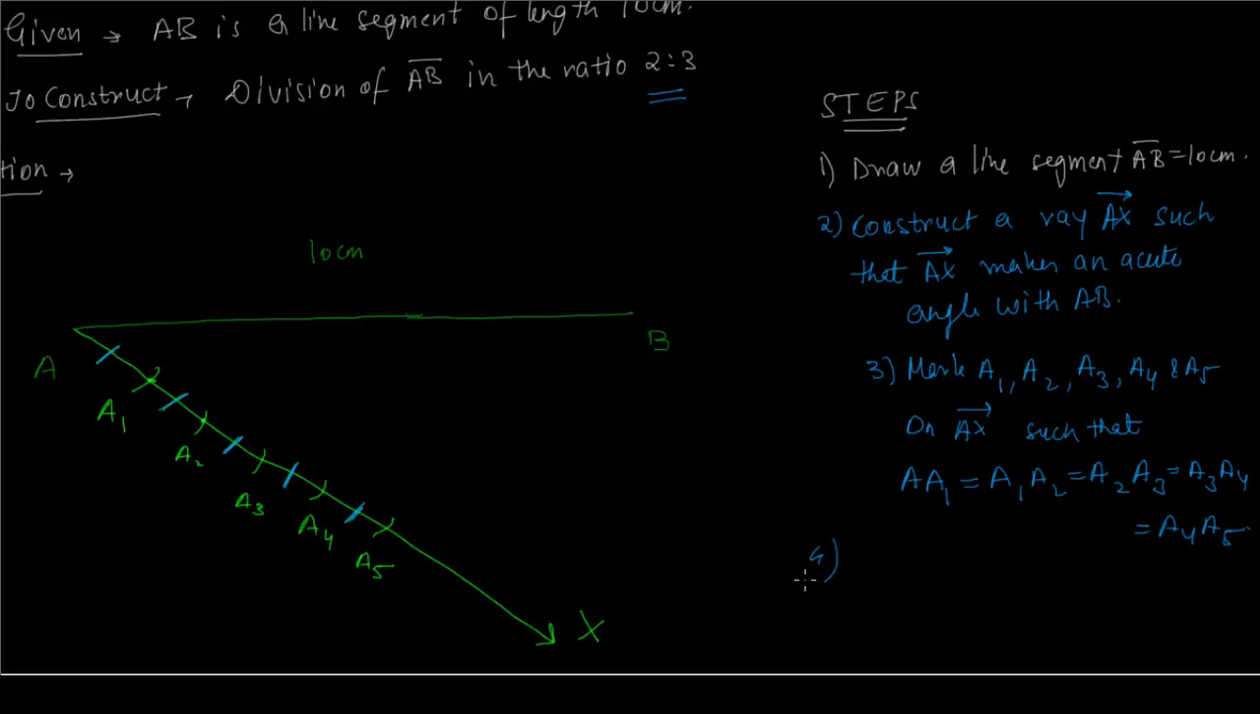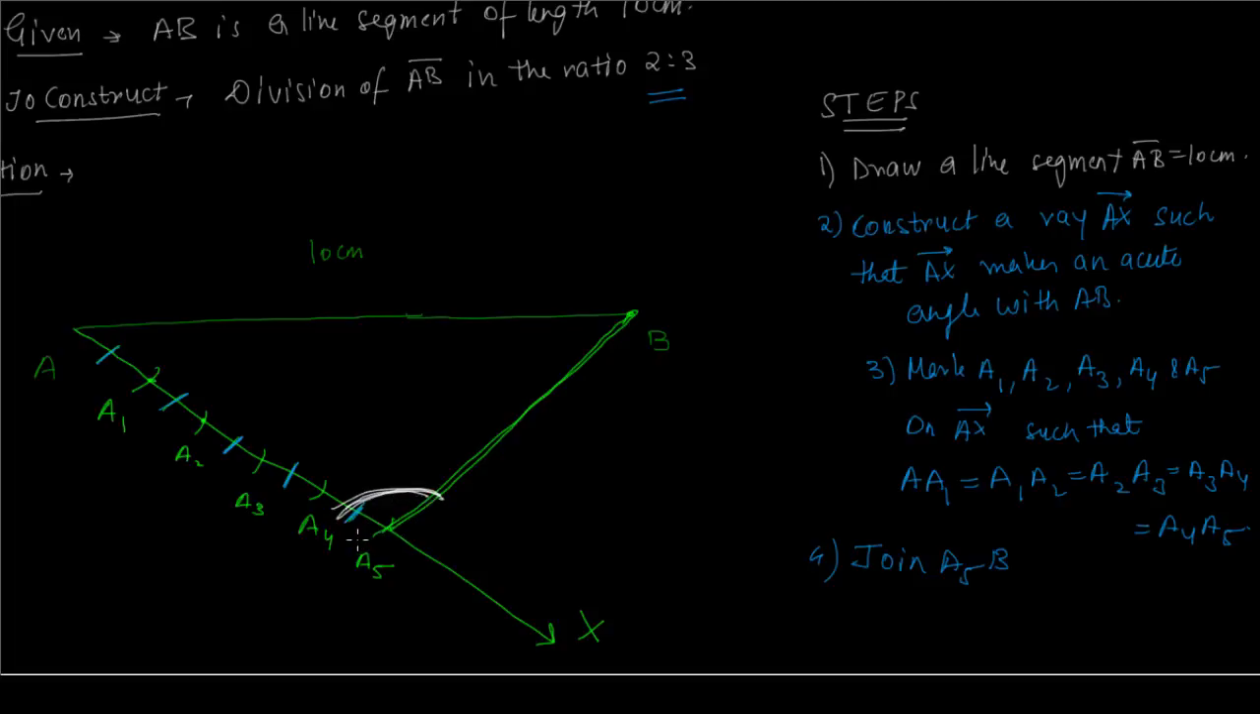Now let's take the fourth step. The fourth step is you need to join A5 with B. So join A5 with B like this, right? And that's my fourth step, pretty straightforward. Join A5B, but my step isn't still over. Then you know that this A5B is going to form an angle here, right? Obviously, because it is going to form an angle here. This angle will be formed.